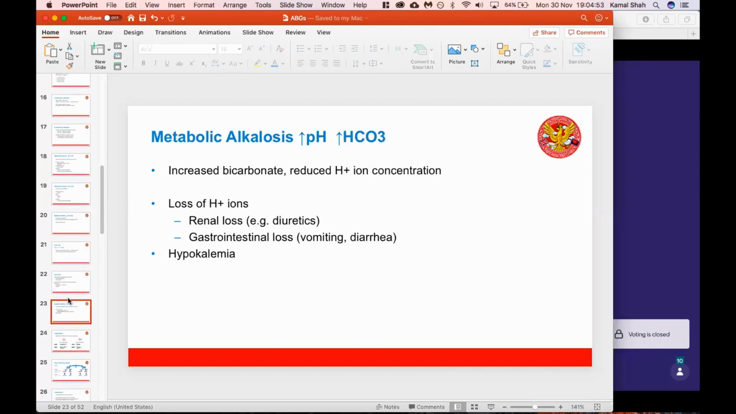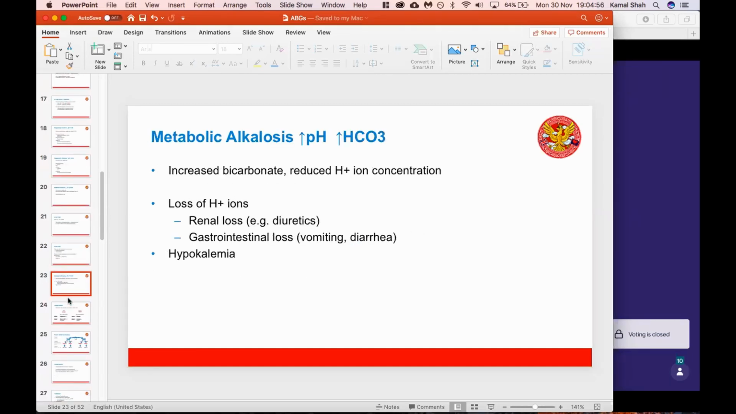Okay, so moving on to metabolic alkalosis. In metabolic alkalosis, we're going to have a high pH and a high amount of bicarb as well. If we think about this again, metabolic alkalosis can be caused either by increased bicarbonate or by a reduction in the H plus concentration.